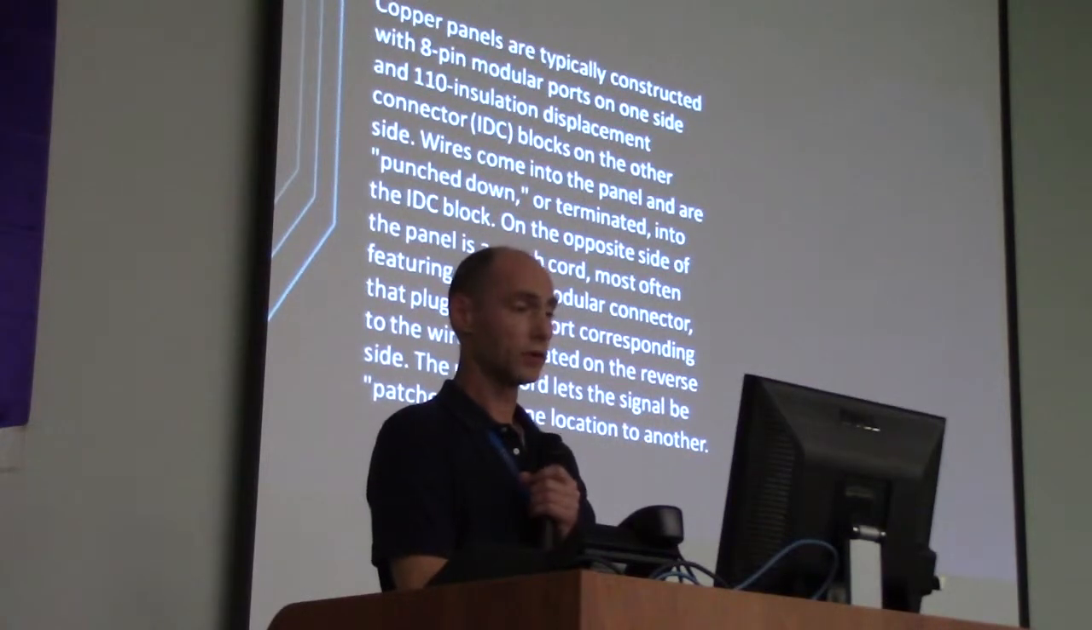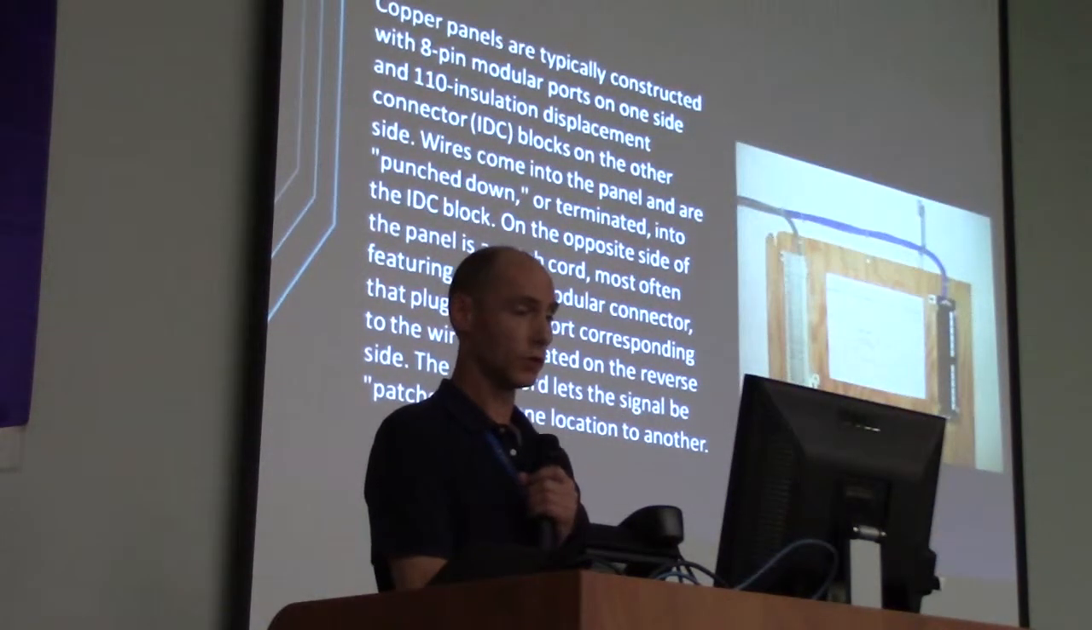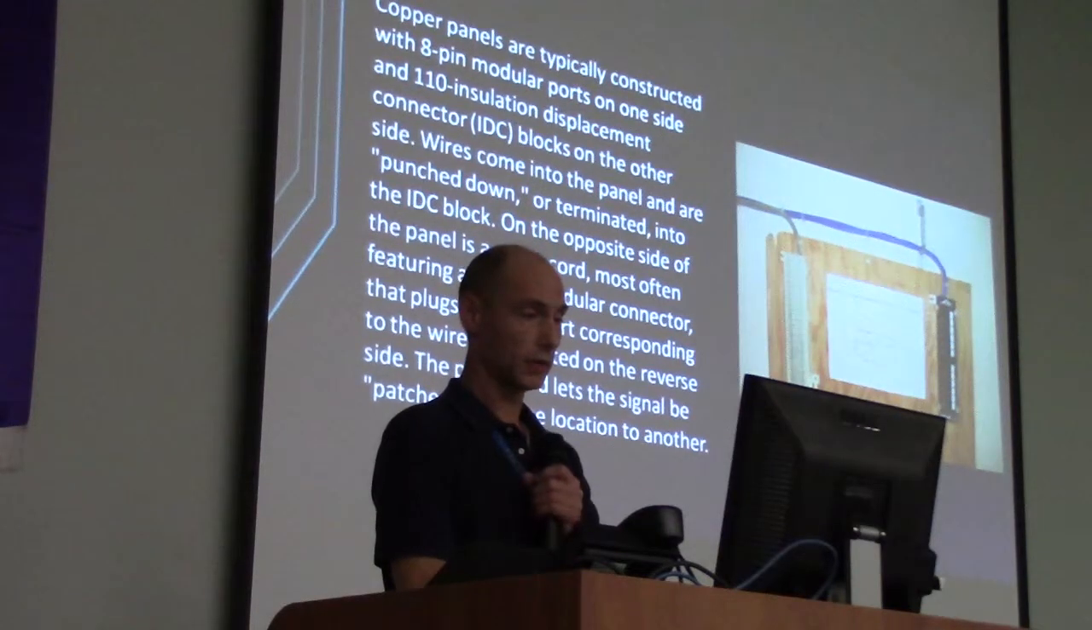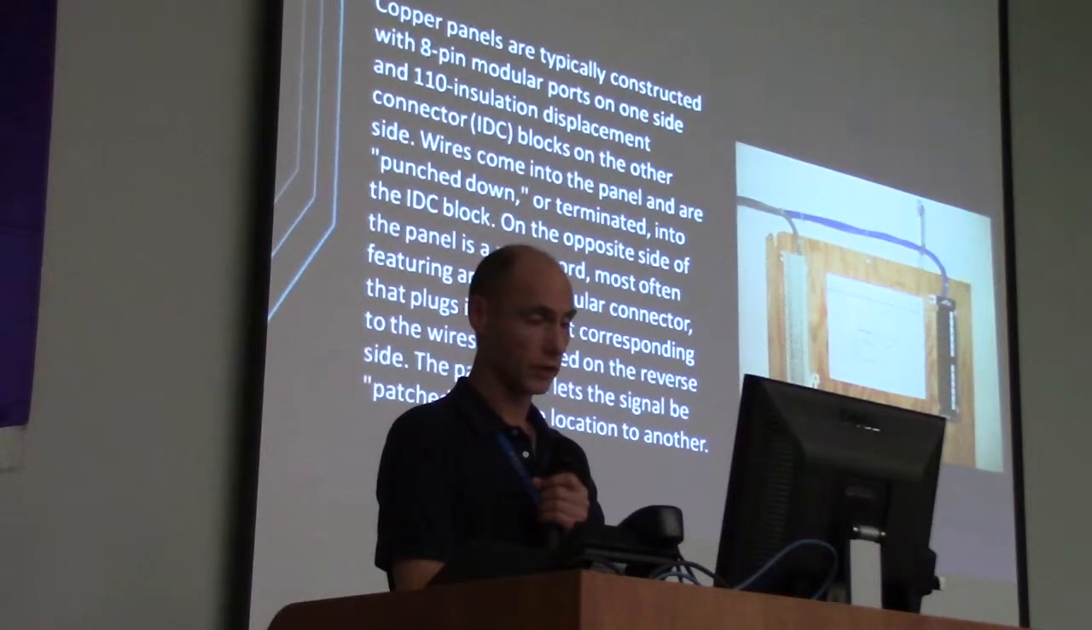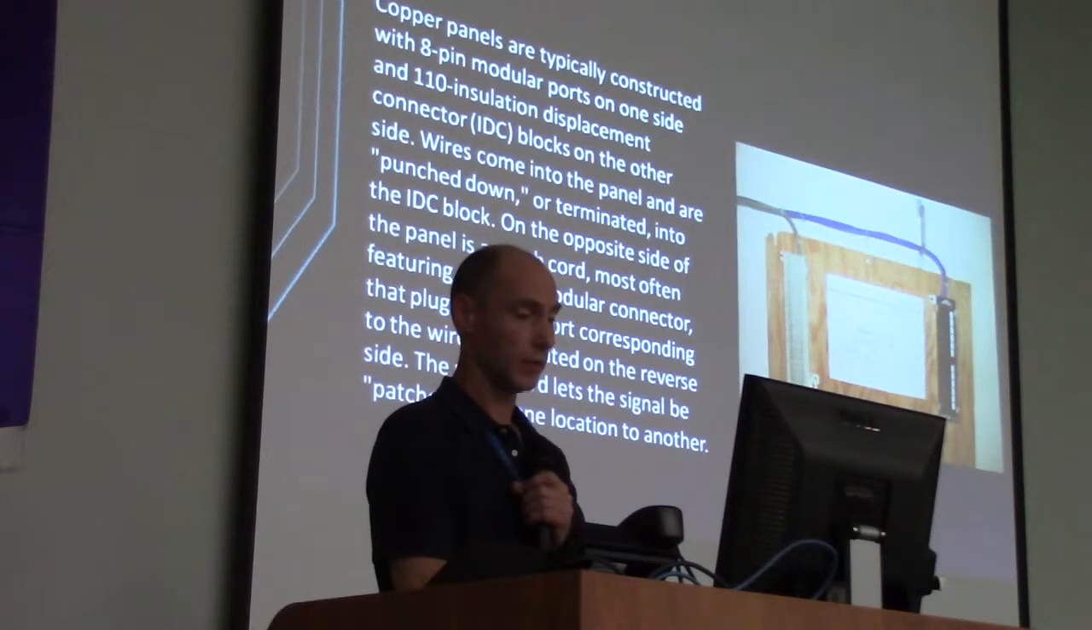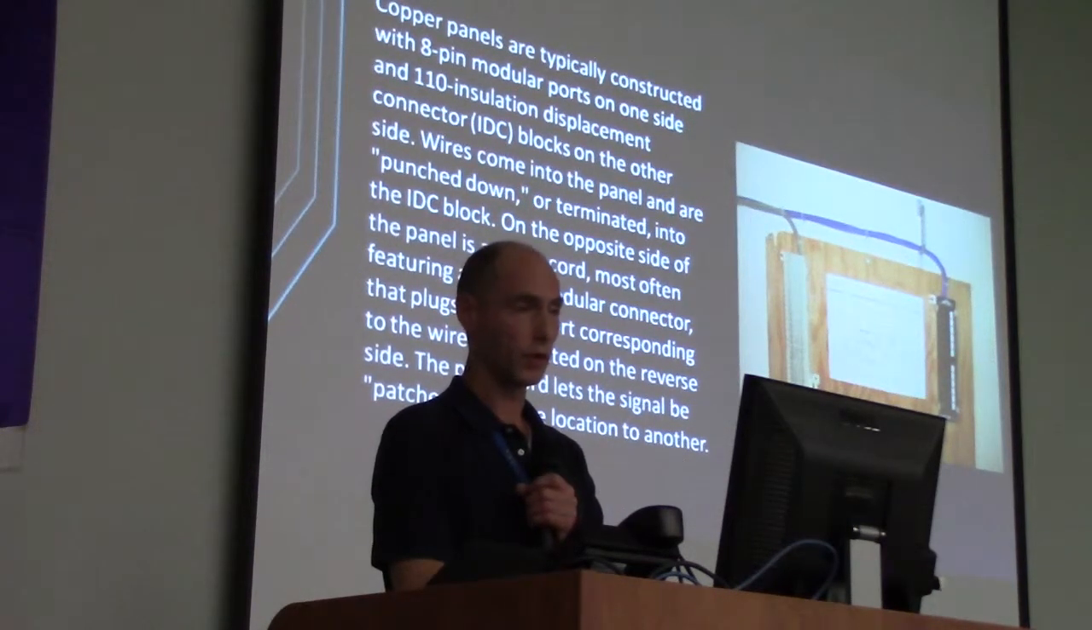Copper panels are typically constructed with 8-pin modular ports on one side and 110 insulation displacement connector blocks on the other side. Wires come into the panel and are punched down or terminated into the IDC block. And on the opposite side of the panel is a patch cord, most often featuring an 8-pin modular connector that plugs into the port corresponding to the wires terminated on the reverse side. The patch cord lets the signal be patched from one location to another. This is a picture of a typical, probably home network, a small one for just a single household.